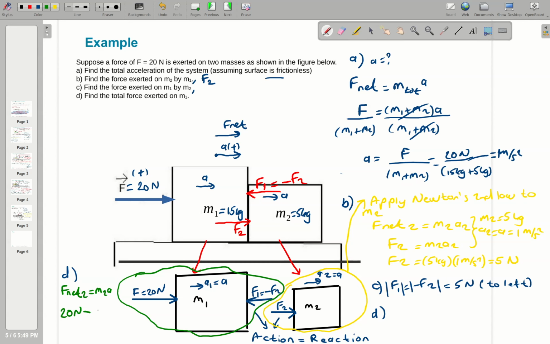Minus 5 Newton. 15 Newton. That should be M1 times A. I know A is 1, M1 is 15. It also gives me a nice way to check if I did this right. And I did it right. 15 Newton force applied to, this is my F net, applied to 15 kilogram will give it 1 meters per second squared acceleration.